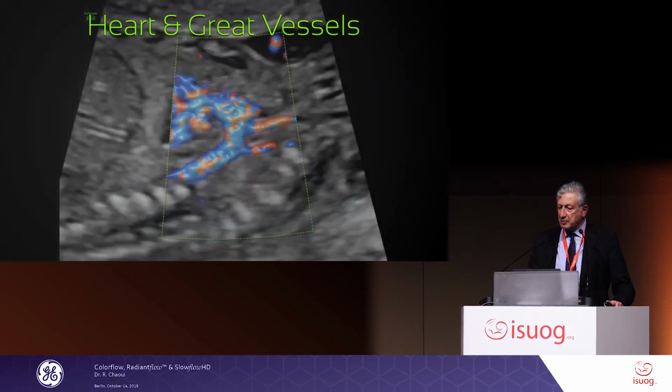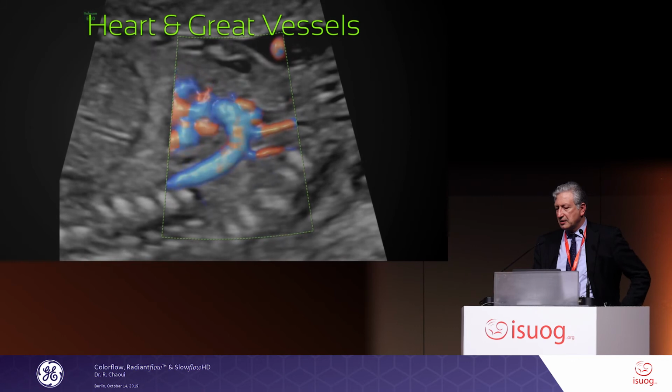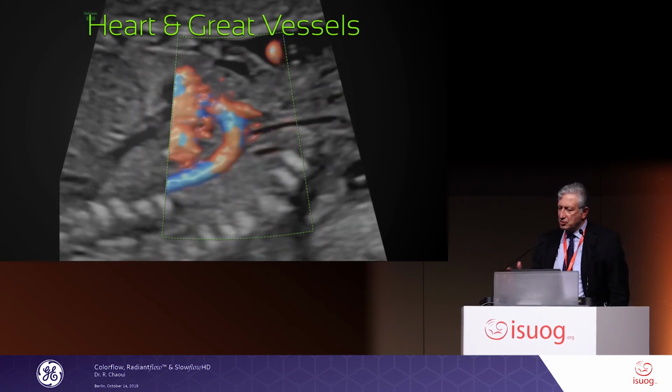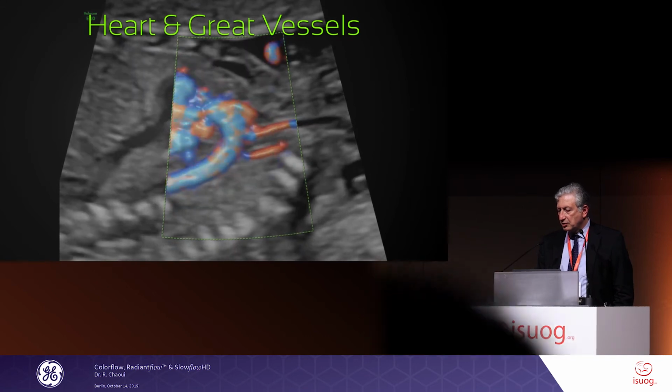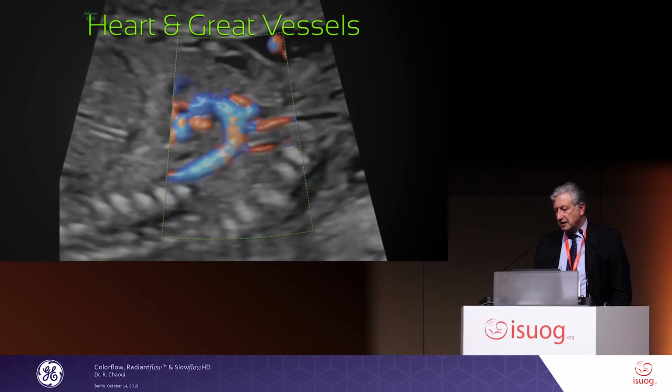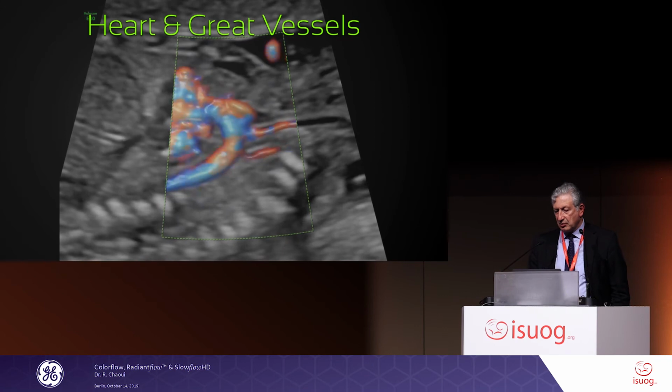So I move now to the last part of my talk, the heart and great vessels. Actually, we may not use the slow flow at the level of the heart, but playing a little bit with the presets, which is a little bit tricky actually, you can get nice images, especially the horizontal shape of the vessels here, and you don't care for aliasing or similar images.